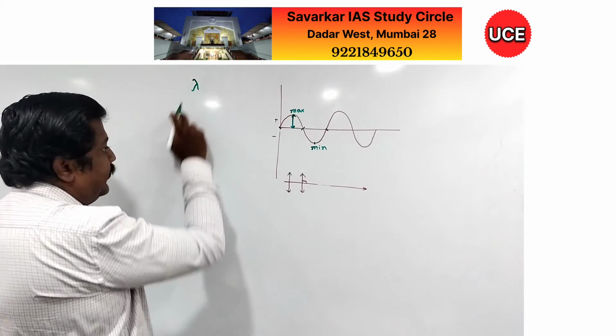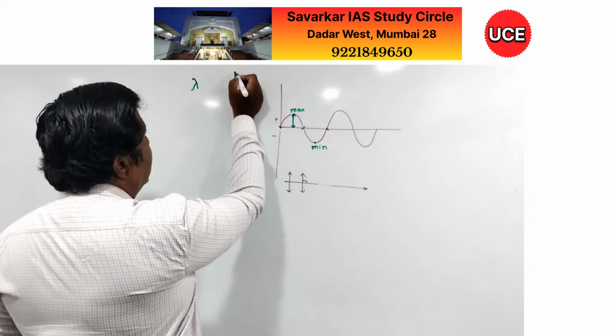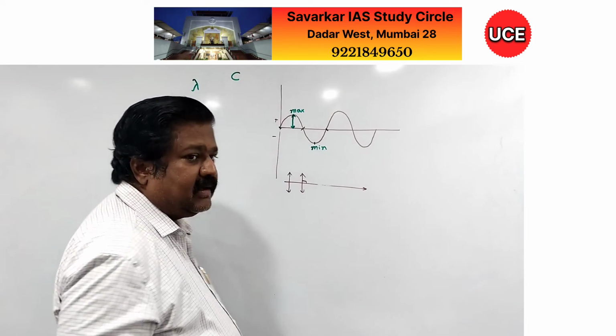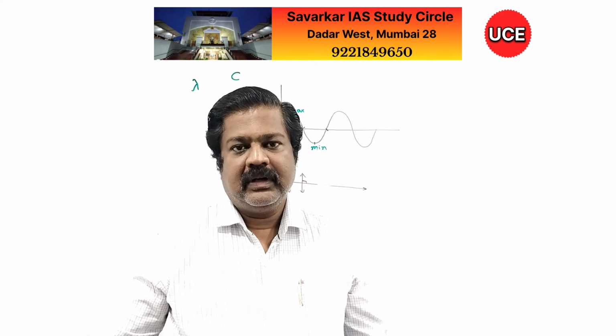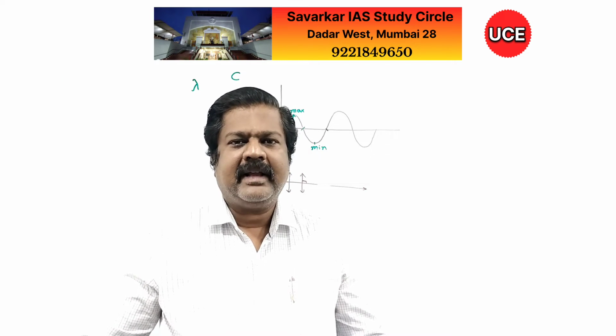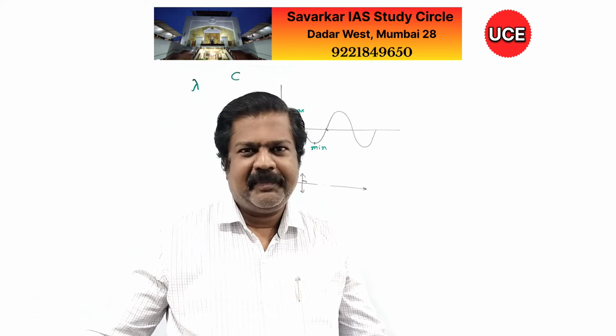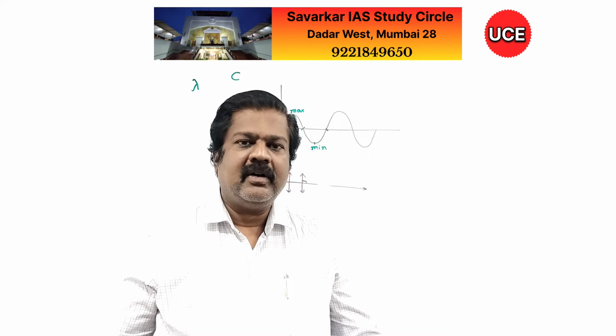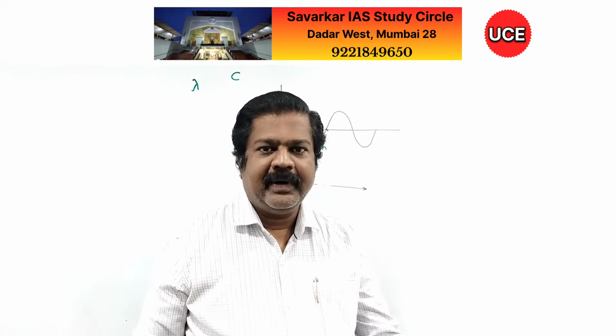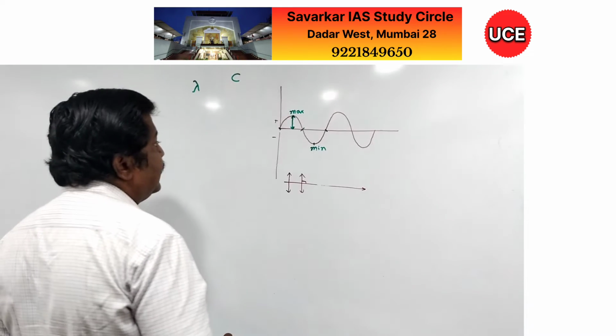This is the wavelength. Now the speed of light we denote by the letter c. That is the speed of light, which is approximately 3 lakh kilometers per second. The real answer is something like 2.99 and so on, but right now we are considering it as 3 lakh kilometers per second.